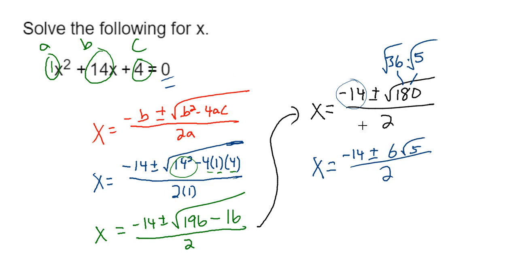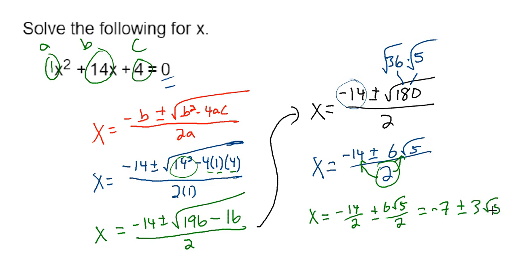We could factor a 2 out to cancel it with the denominator, or you could just divide the 2 into each term separately. So we'll get x equals negative 14 over 2 plus or minus 6 square root of 5 over 2, and then reduce in each case. So we'll get negative 7 plus or minus 3 square root of 5, and that'll be the solution here.